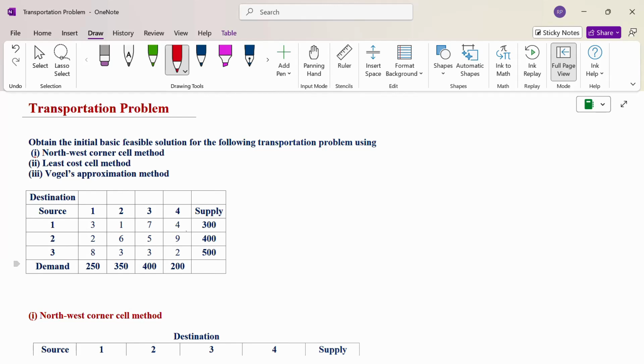Now what is the technique? 3 techniques to apply here. Now check the supply total and demand total. This total is 1200, and here also 1200. Therefore, the supply total and demand total values are equal. This is a balanced transportation problem.